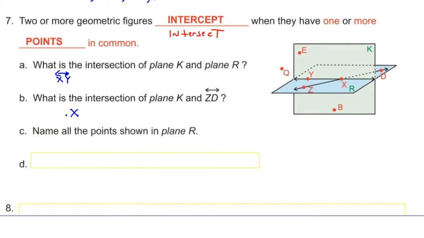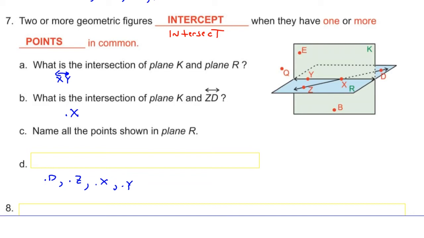C. Name all the points shown in plane R. Name all the points shown in plane R. Okay, well, they've got to be in the plane. I hope you obviously think point D. Would you agree point Z? Okay, what else? Well, don't leave out point X and don't leave out point Y. Okay, so point Z, point D, point X, point Y.